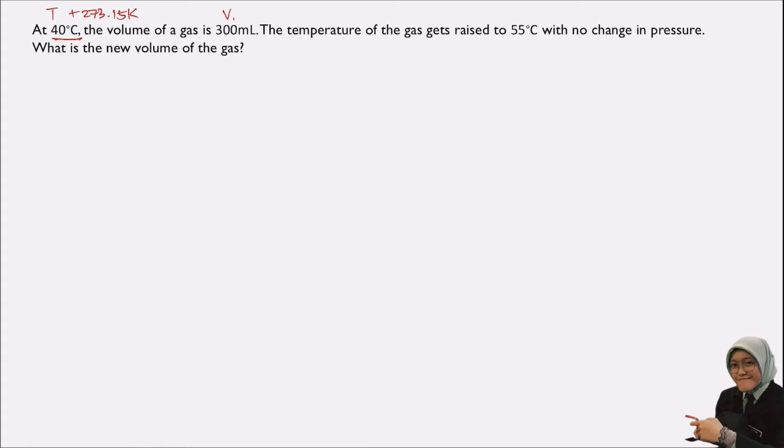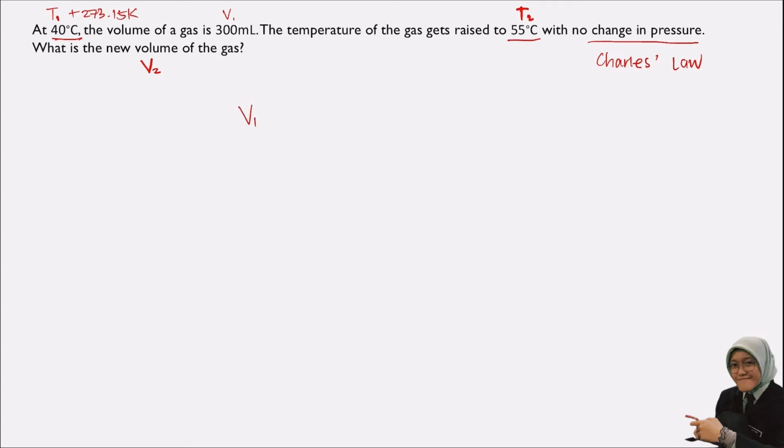The temperature of the gas gets raised to 55 degrees Celsius. We need to change it to Kelvin first, with no change in pressure. No change in pressure means that pressure is constant. So since pressure is constant, we know that this is Charles' law. So what is the new volume of the gas? We need to find the V final. This is T final, and this is T initial.